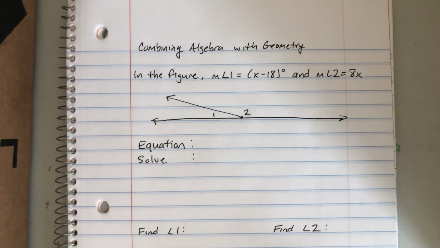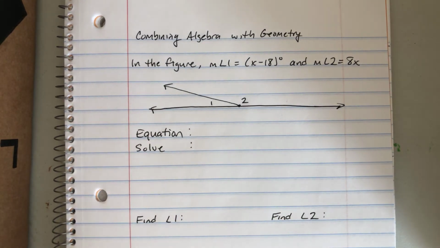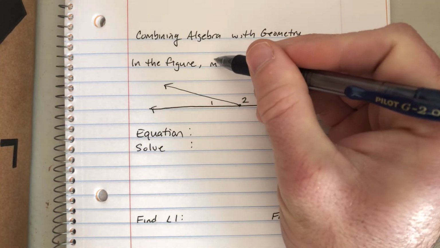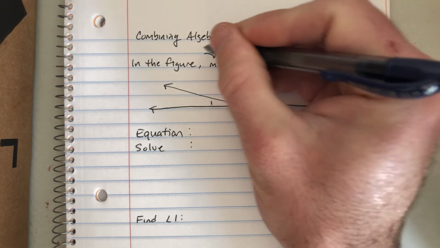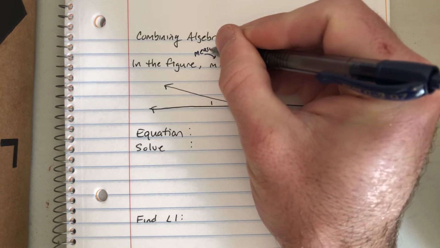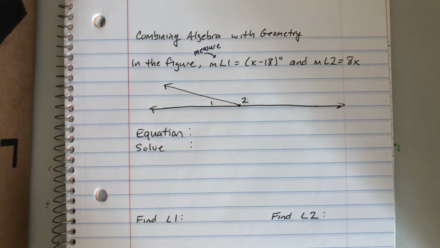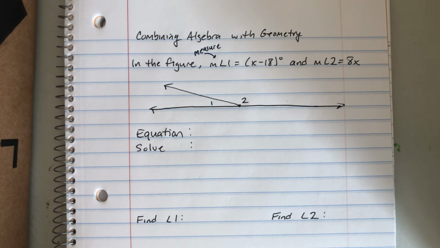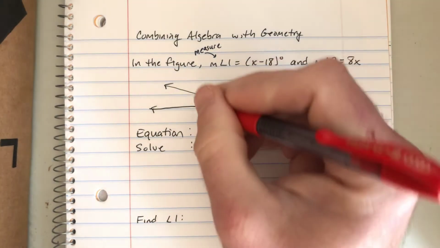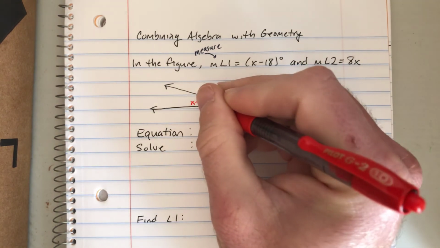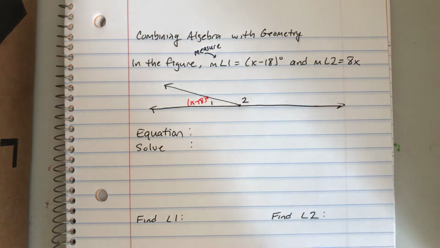In this problem here, we have one more picture, and it says in the figure, and that little M, this M right here, that just means measure. So when you see that M, it just means the measure. It's not there to confuse you. So this just says, in the figure, the measurement of angle 1 is X minus 18 degrees. So this little portion is X minus 18. That's not very neat, but hopefully you can see that.